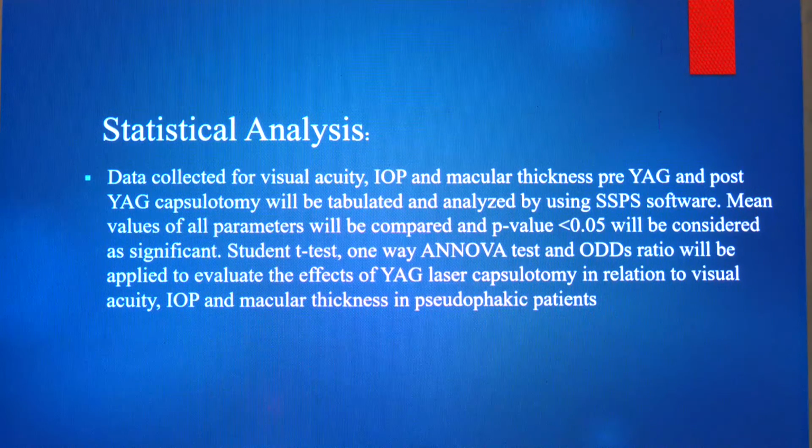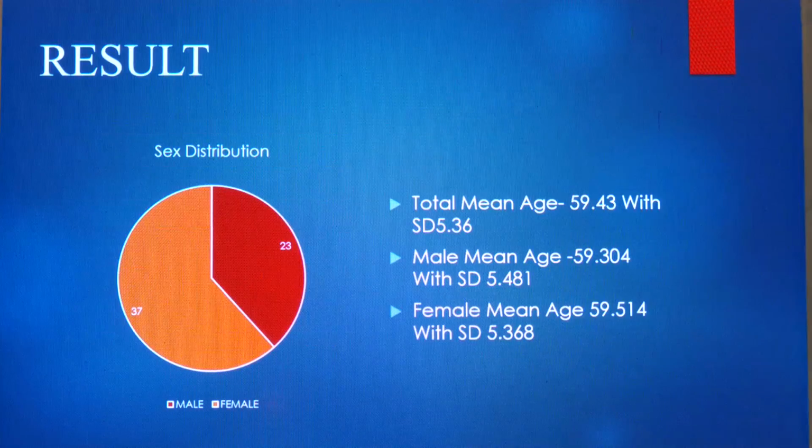Ma'am, these are my results. Total mean age is 59.43 with standard deviation of 5.36. Male mean age was 59.304 with standard deviation of 5.481. And female mean age is 59.514 with standard deviation of 5.368.